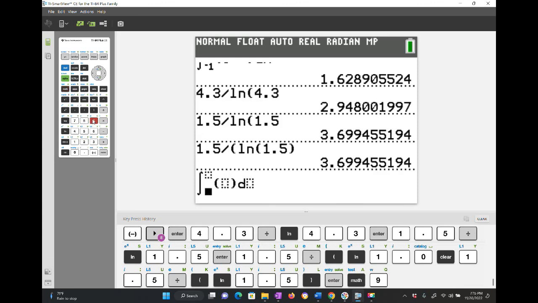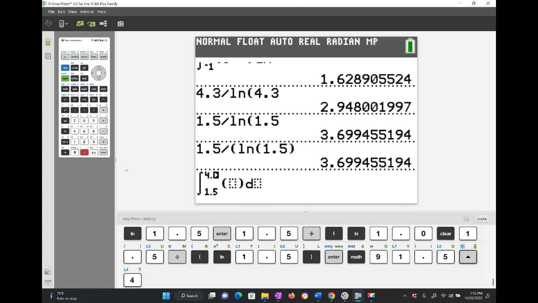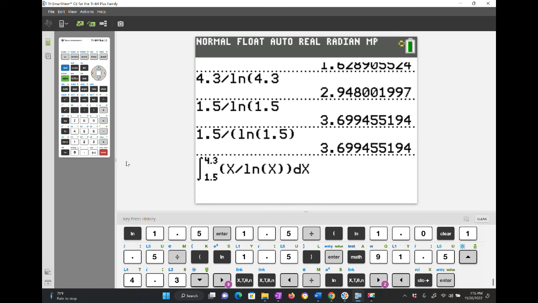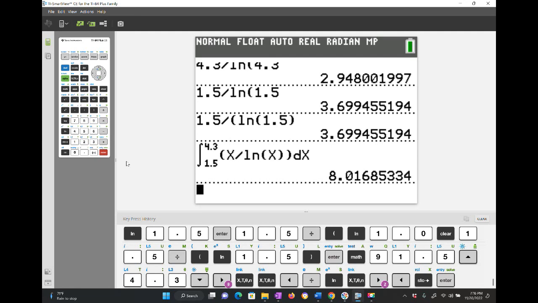So I'll put in the math function. So math 9. And let's put this up here, 4.3. Okay, according to this question, we're going to do x, let's not do that. X divided by natural log x dx. Okay, let's see. Yep. In technology, it works.